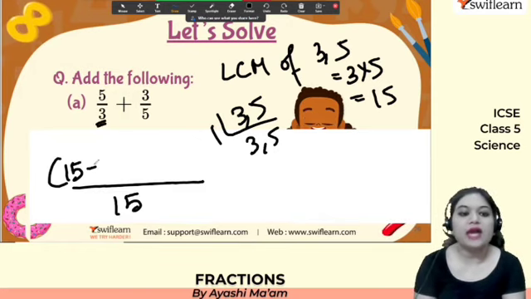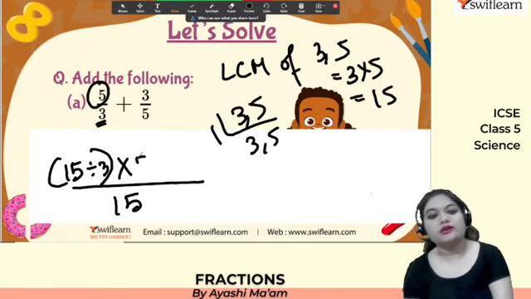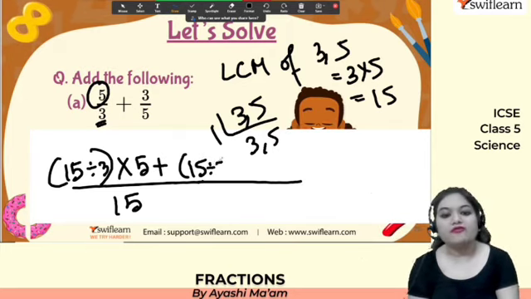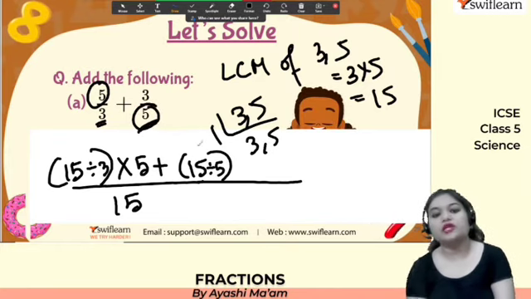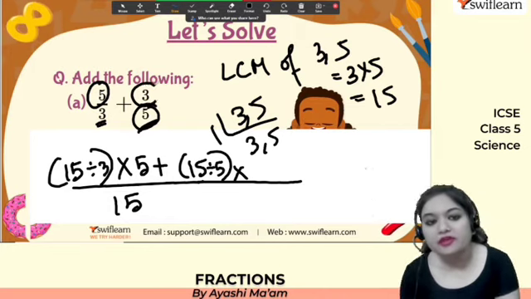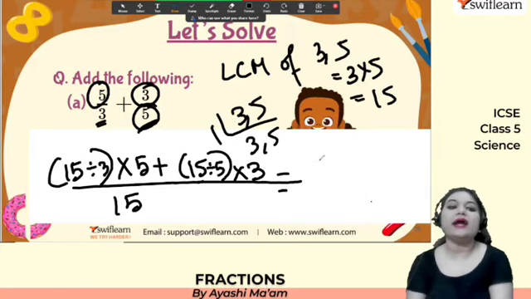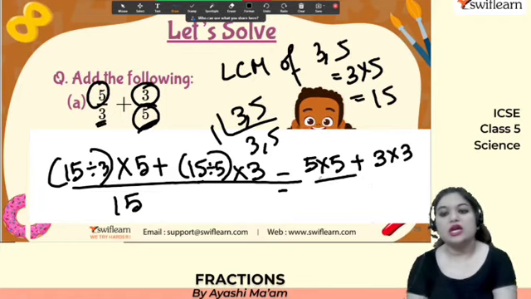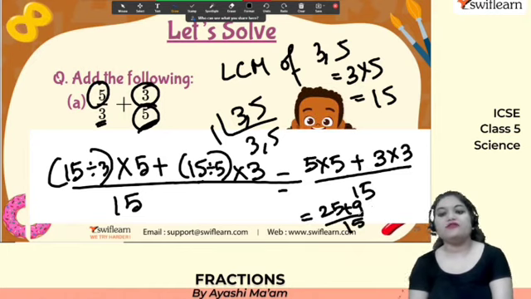We are dividing it by the first denominator. So 15 divided by 3 multiplied by the first numerator, that means 5. Plus, 15 divided by 5, because 15 is the LCM, 5 is the denominator of the second fraction, multiplied by the first numerator, which is nothing but 3. So 15 divided by 3 is 5, into 5, plus 15 divided by 5 is 3, so 3 into 3 by 15. So you will get the answer as 25 plus 9 by 15.